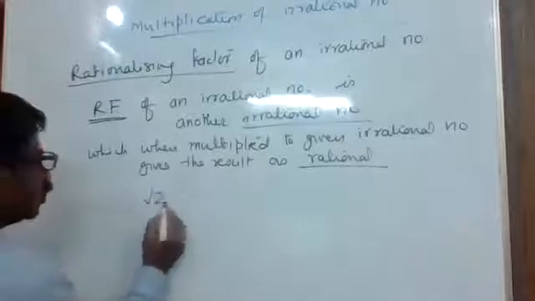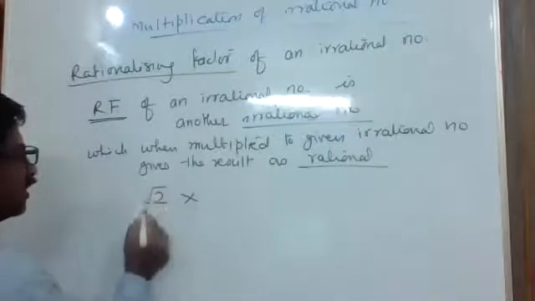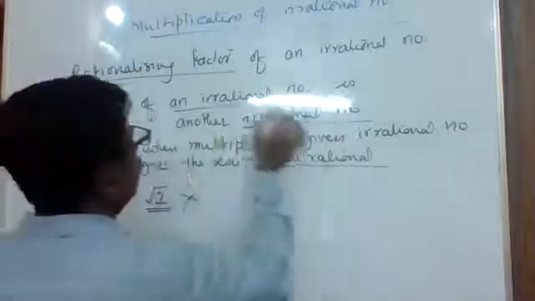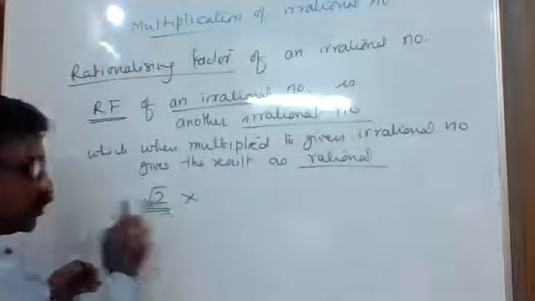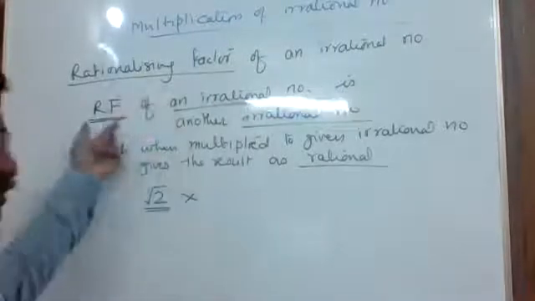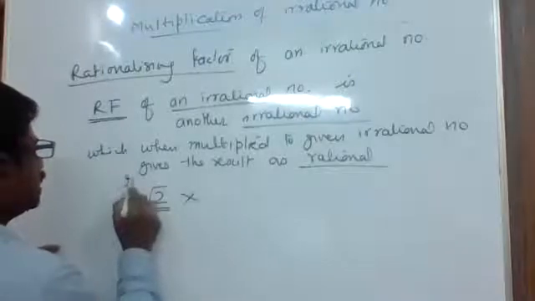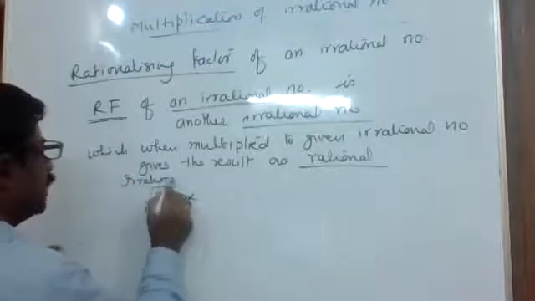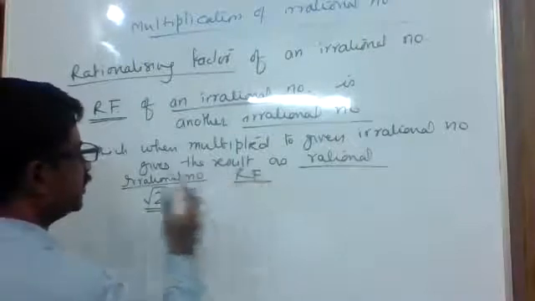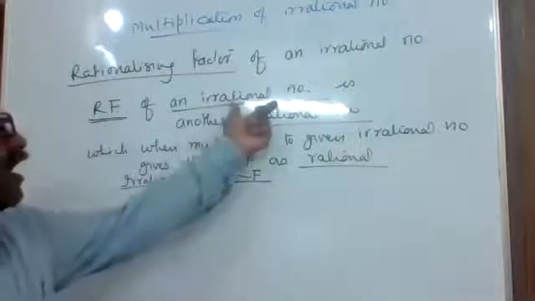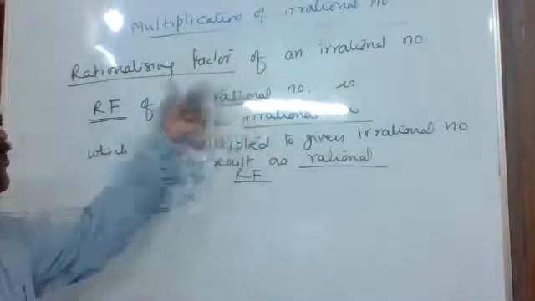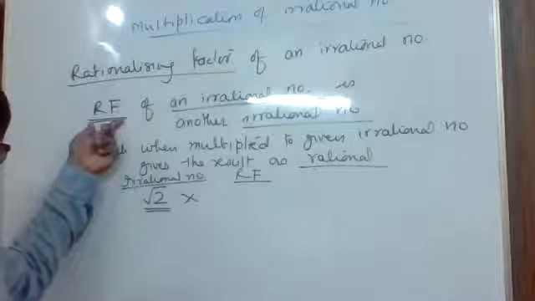Suppose I have taken root 2. This is an irrational number. And we are trying to find out its rationalizing factor. An irrational number. What is the irrational number? Root 2. We are trying to find out its rationalizing factor.